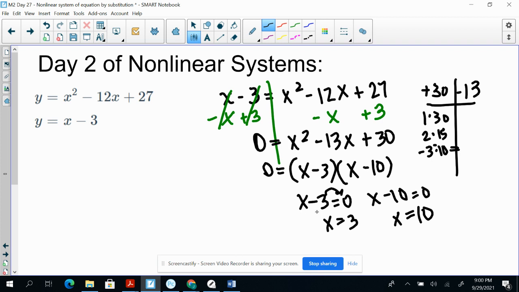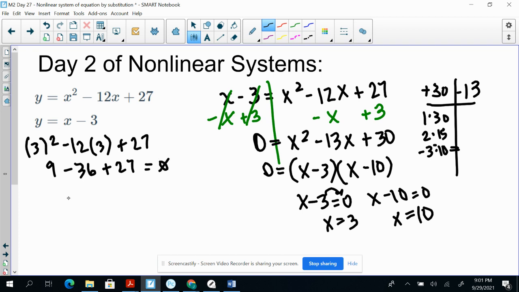So I'm going to take my x equals 3 and plug it into the first one. So 3 squared minus 12 times 3 plus 27. 9 minus 36 plus 27. Then we're going to combine those. So 9 minus 36 plus 27 is going to give us 0. We can check it. So 3 minus 3 is also 0. So when x is 3, y is going to be 0 for this system.